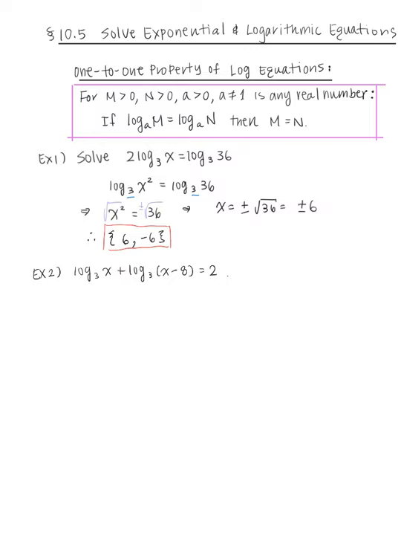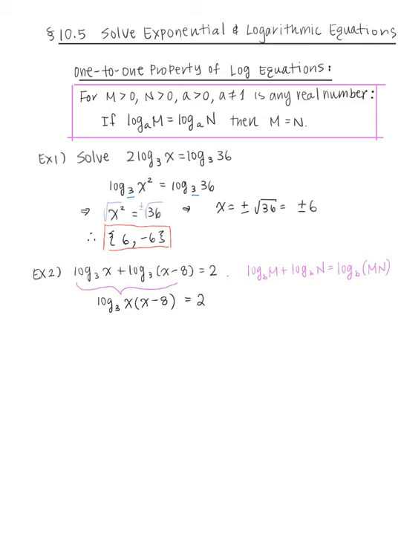Let's do another one. Example 2: log base 3 of x plus log base 3 of x minus 8 equals 2. First step, I would like to combine this into one log. Do you remember this one? Log base b of m plus log base b of n is log base b of m times n. Using that property, I can condense these two logs into log base 3 of x times x minus 8, and this whole thing equals 2.